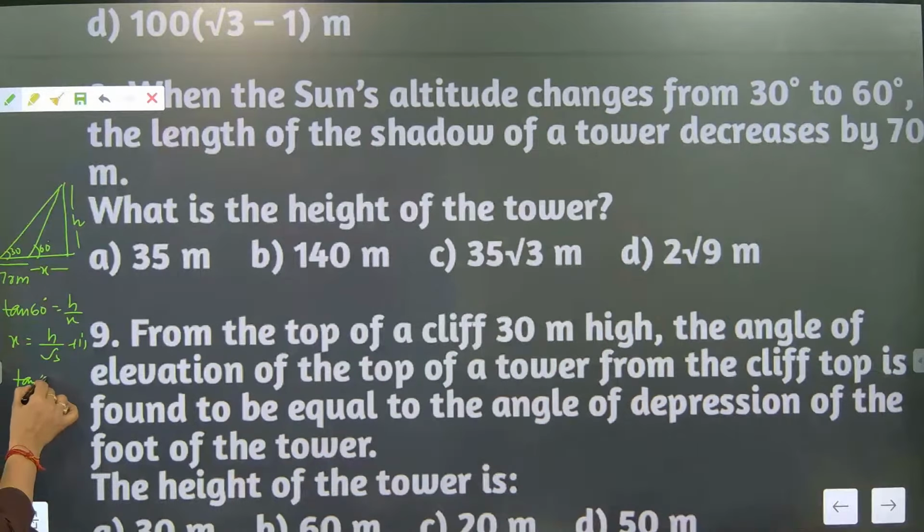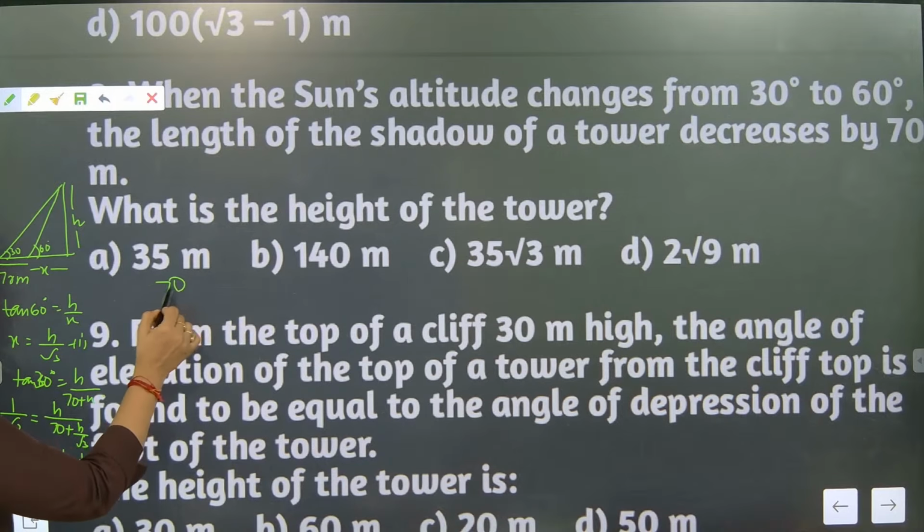Now tan 30 degree is equal to h by 70 plus x. Tan 30 is 1 by root 3, equal to h by 70 plus x. X is how many meters? h by root 3, correct? It will go this way. It will become 70 plus h by root 3, into 1 by root 3, is equal to h. So it will become 70 by root 3 plus h by 3 equal to h.